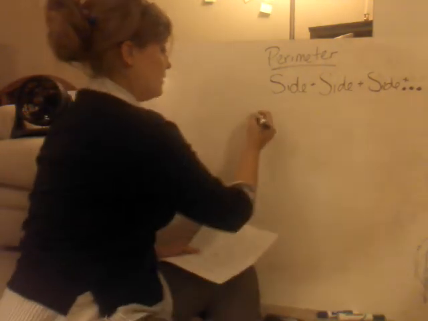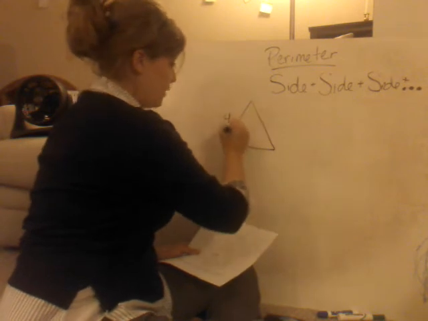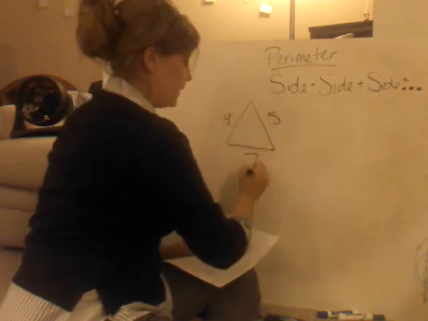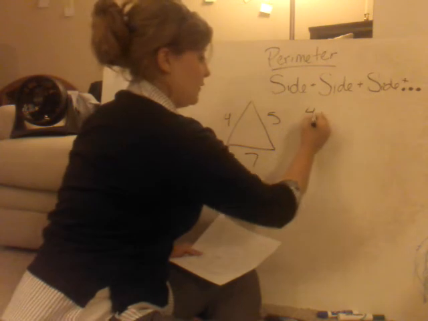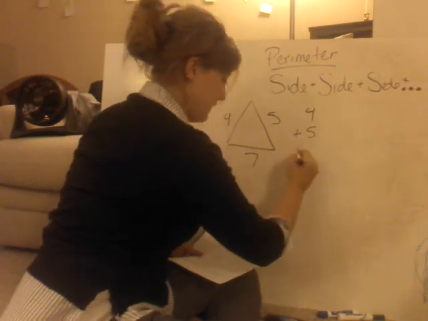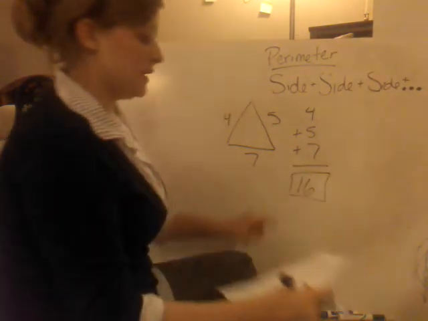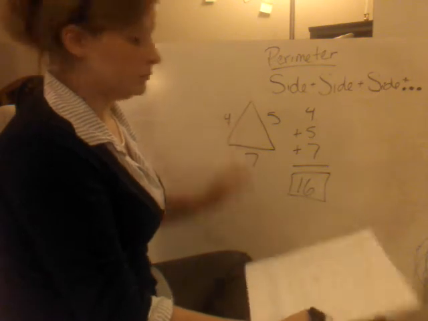Next up, another triangle. I've got 4 plus 5 plus 7. So I add 4 plus 5 plus 7, and I get 16. And that is the perimeter of this triangle.